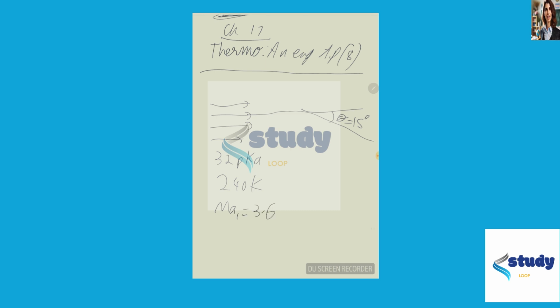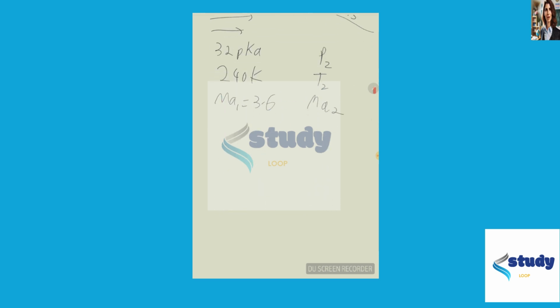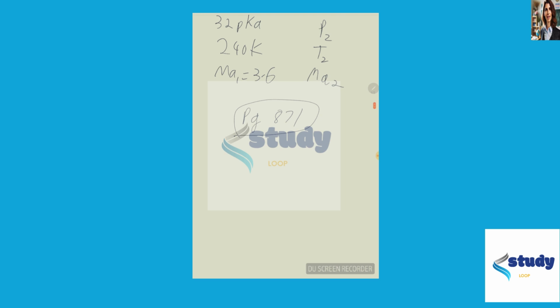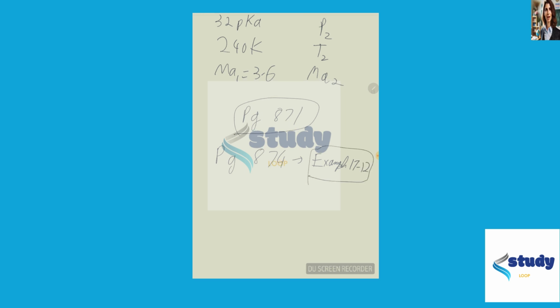And we want to calculate the pressure, temperature, and Mach velocity after the air has taken an expansion turn of 15-degree angle. The method to do this is outlined on page 871 of the book, and on page 874 there's an example problem, Example 17-12. This example problem is very similar to our situation, so we'll be following this approach closely.